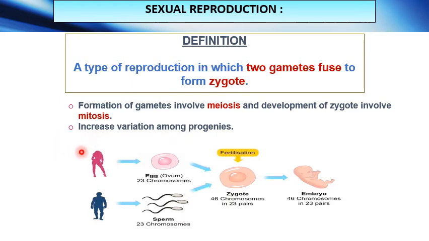Okay, as you can see in this picture, the female individual will undergo meiosis to produce a female gamete or egg, while the male individual will undergo meiosis to produce a male gamete or sperm. Egg and sperm will fertilize to produce a zygote. This fusion will increase variation among progenies, and the zygote will next undergo mitosis when developing into an embryo.